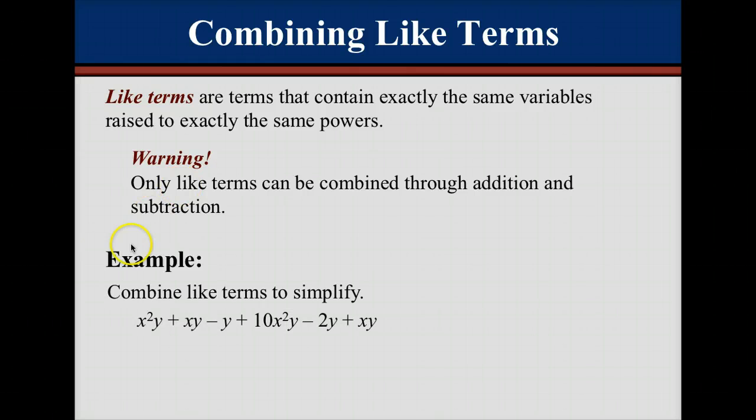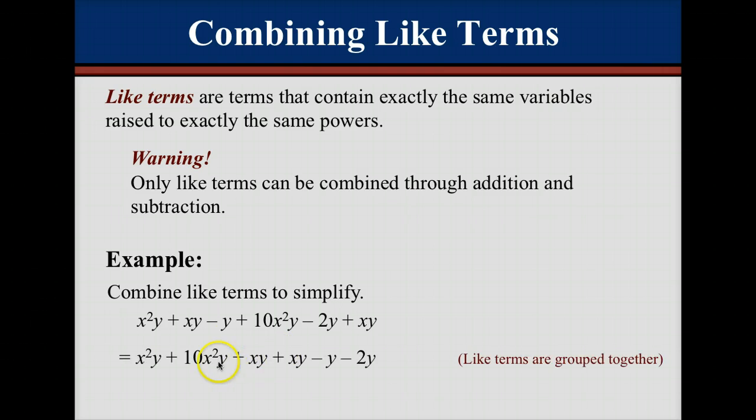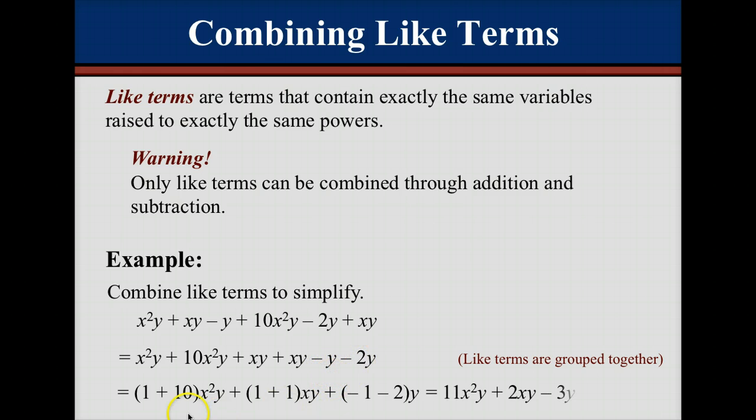For example, we're going to combine the like terms in order to simplify this. First of all, let's group our like terms together. Notice we have x squared y and a 10x squared y, so we put those close together. Move our terms with xy together and our terms with only a y together. Once they're grouped, 1 plus 10, 1 plus 1, and -1 minus 2. We end up with 11x squared y plus 2xy minus 3y.